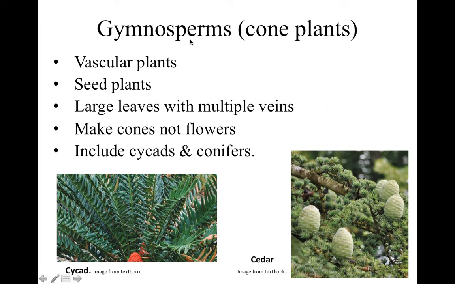Now we're going to shift to the seed plants. And the first group of seed plants we'll talk about are the gymnosperms. These are what we'll refer to as the cone plants because they have different varieties of cones. These are vascular. They are seed plants. These still have large leaves with multiple veins, so that's like the ferns. They make cones. They do not make flowers.